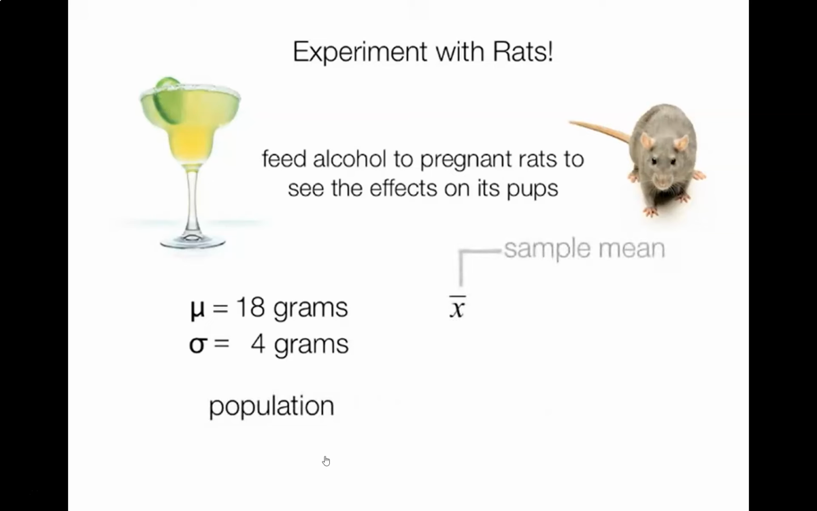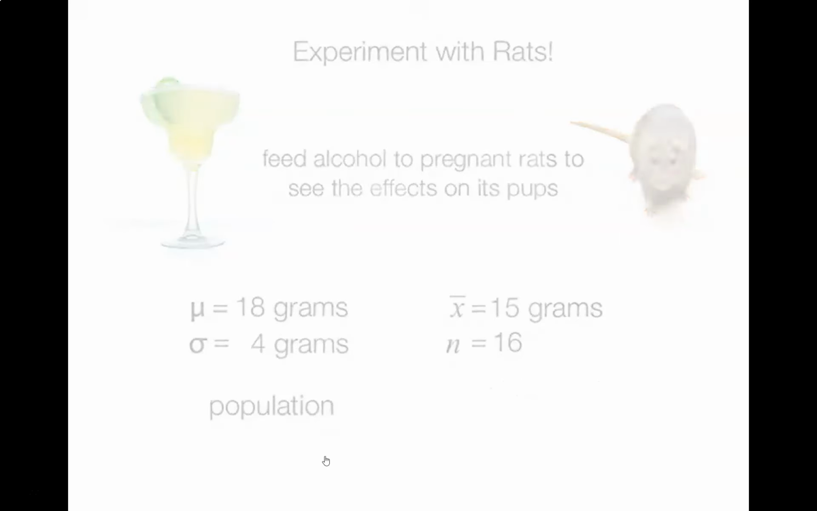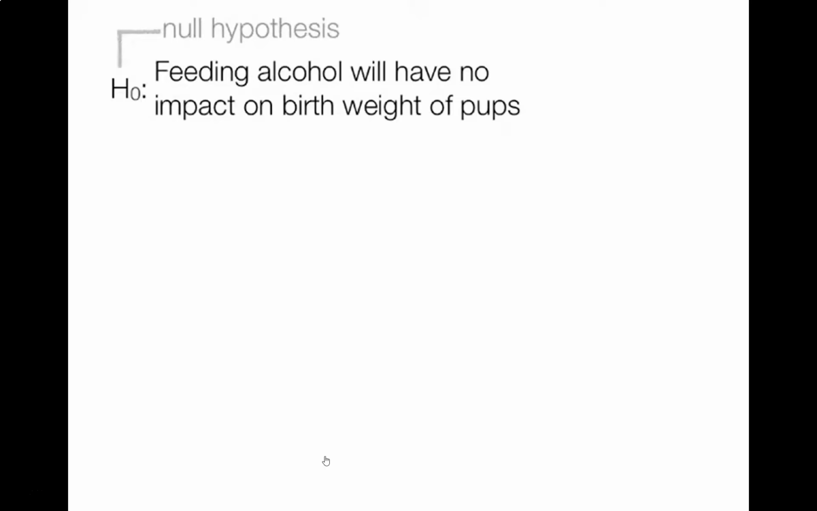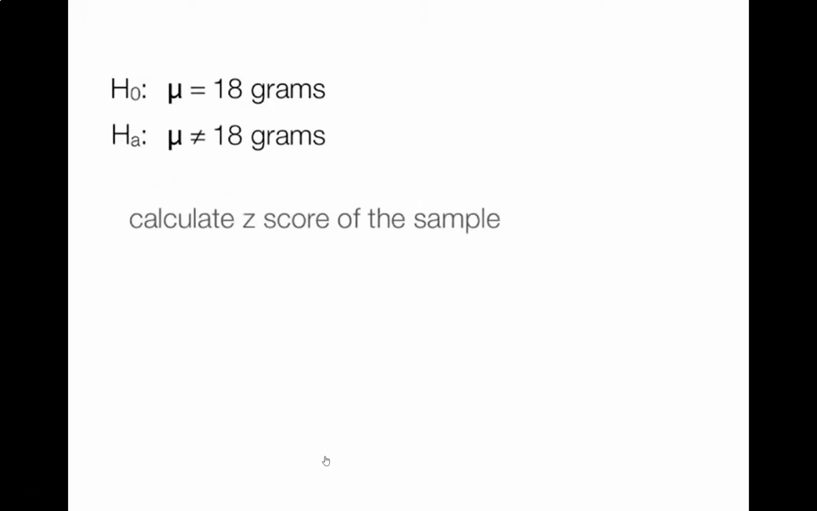The sample mean is 15 grams, with a sample size of 16. Now we're going to take this data and form a hypothesis about it. We say the null hypothesis: feeding alcohol will have no impact on birth weight of pups, and the mean will not be significantly different than 18 grams. And the alternative hypothesis says the mean will not be equal to 18 grams.